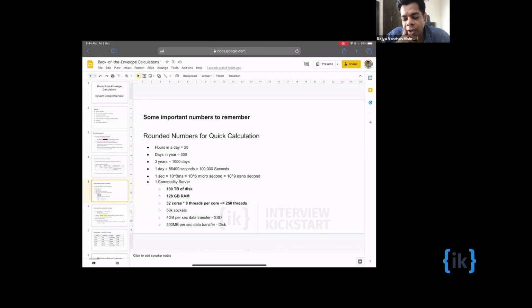Okay, by one core, I mean one CPU, one processor. Yeah, I'll make this amendment in the slide also. So that means one commodity server can serve 250 threads at a time.